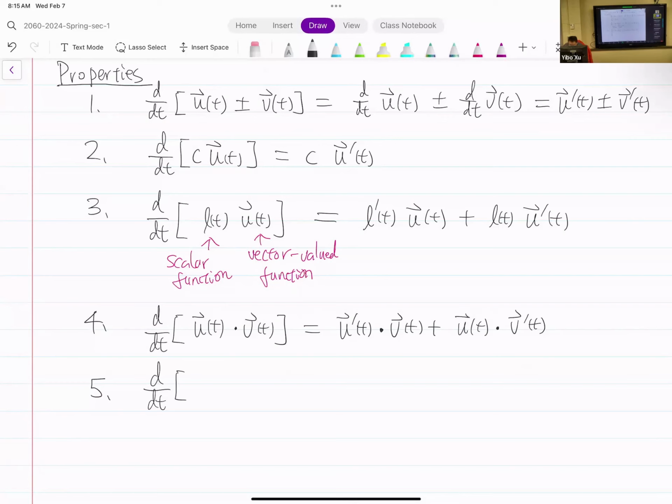Okay, this is the product rule. So u of t cross v of t, the vector function crossing v of t, another vector function. It's going to be the derivative of the first crossing with the second, plus the first crossing with the derivative of the second. Okay.